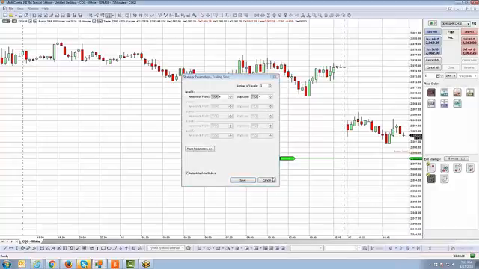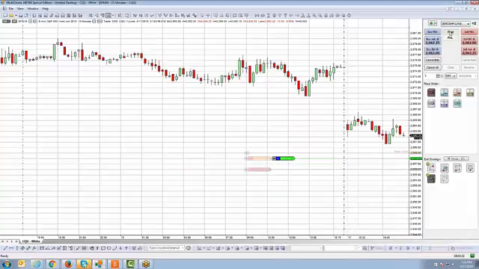Very simple to implement. Just be sure to auto-attach if you're not in the position. Otherwise, if you already are in the position, you can always go back and use the apply to open position option as well if you forget to auto-attach the strategy. Other than that, guys, that's the trailing stop exit strategy.